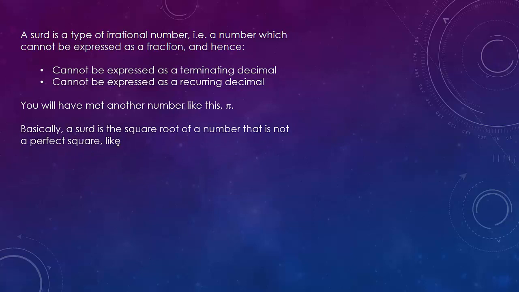Basically, a surd is the square root of a number that is not a perfect square. Now we know the perfect squares, 1, 4, 9, 16 and so on. So root 2, root 3, not root 4 because we know that that's 2, root 5, root 6, root 7 and so on. These are all surds.